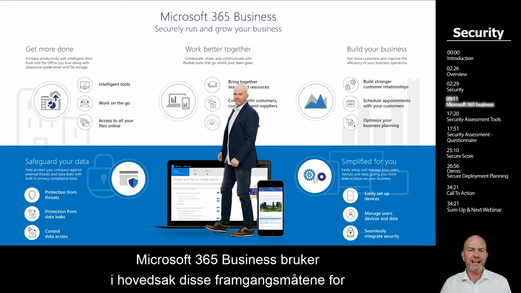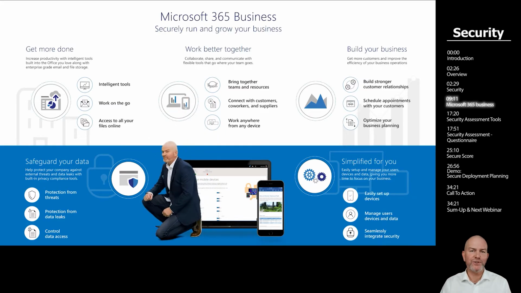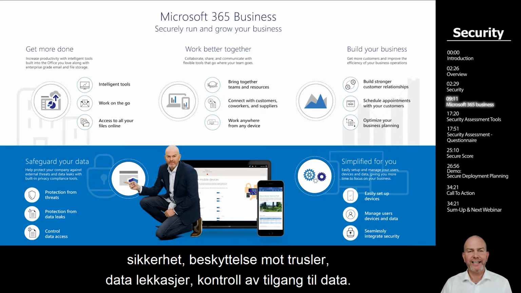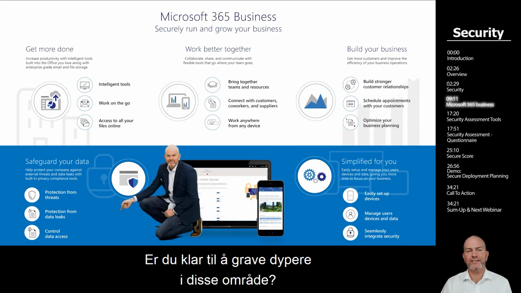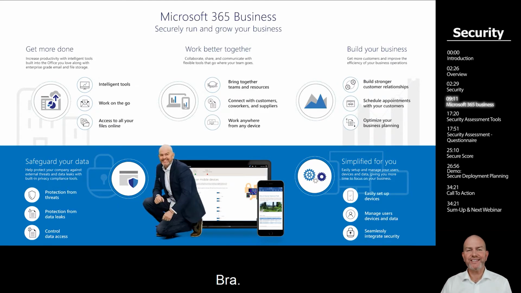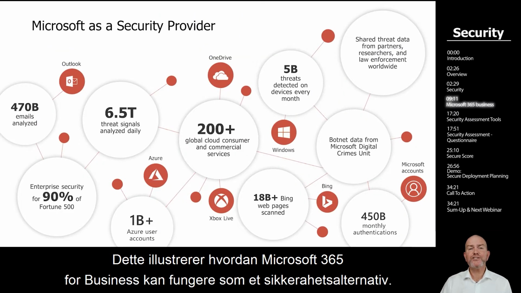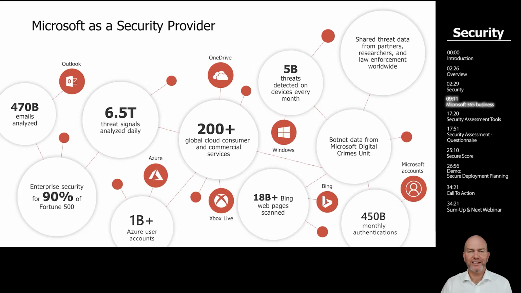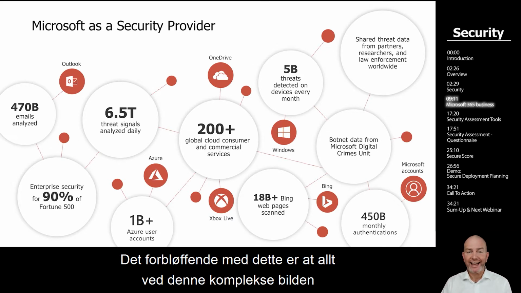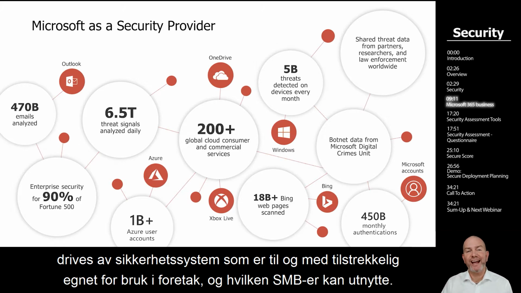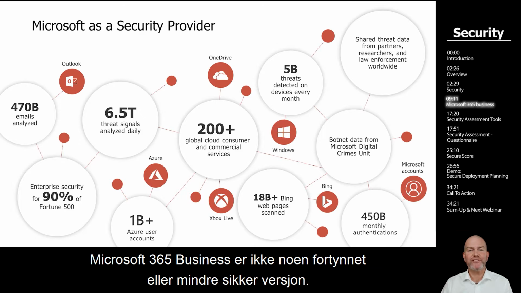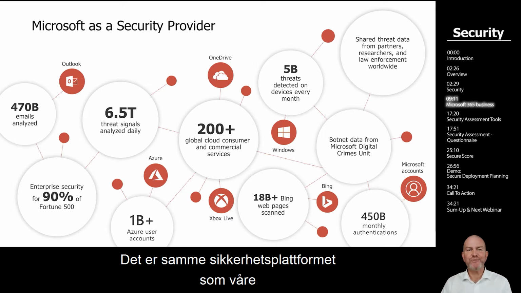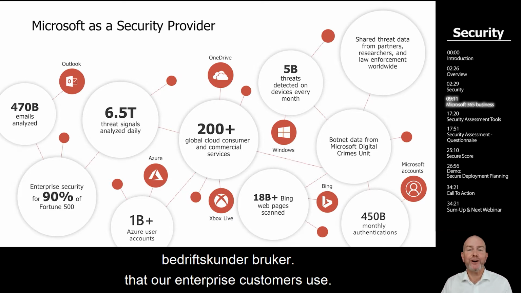Microsoft 365 Business takes three main approaches to security: threat protection, data leaks, and controlling data access. Are you ready to dive deeper into these areas? Good. This illustrates how Microsoft 365 Business is a security provider. The amazing thing is that everything in this complex picture is powered by enterprise-grade security that SMBs can take advantage of. Microsoft 365 Business is not a watered down or less secure version. It's the same security platform that our enterprise customers use.